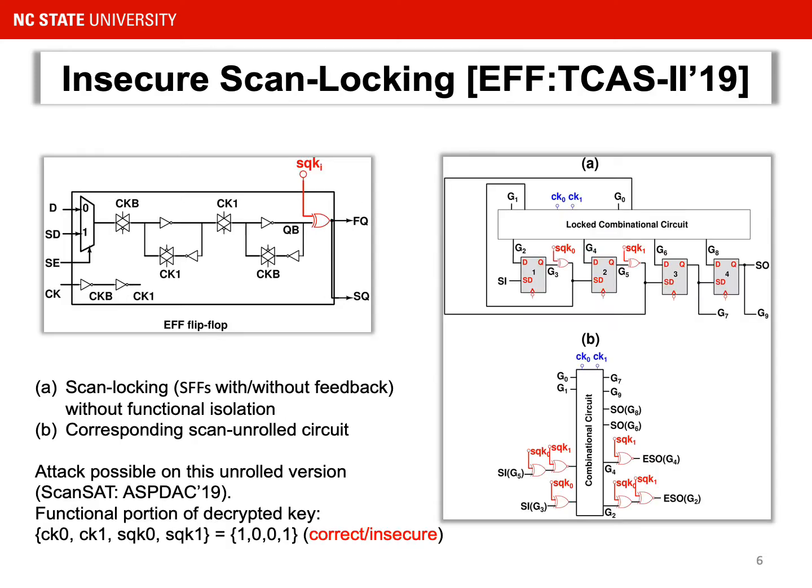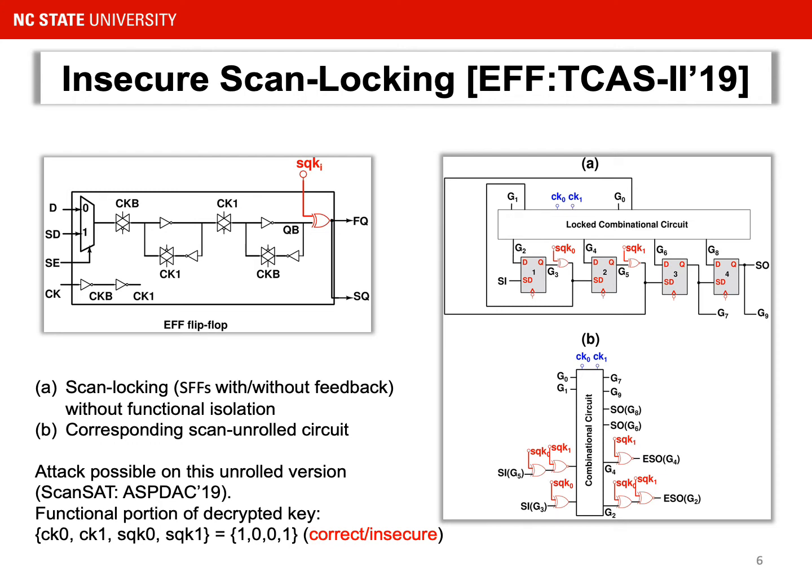In order to prevent SAT-based attacks using scan chains, the EFF technique performs scan locking using XOR/XNOR type key gates. The figure on the left shows how scan locking is performed using the EFF technique. The designer adds XOR/XNOR type key gates at the output of the scan flip-flop, and the output of the key gate is broadcast to the combinational logic as FQ and to the input of the next scan flip-flop as SQ. EFF style scan locking was shown to be insecure by the ScanSAT attack published in ASP-DAC 2019.